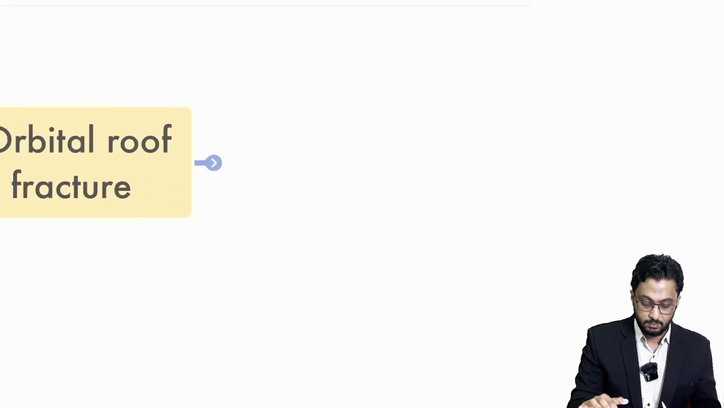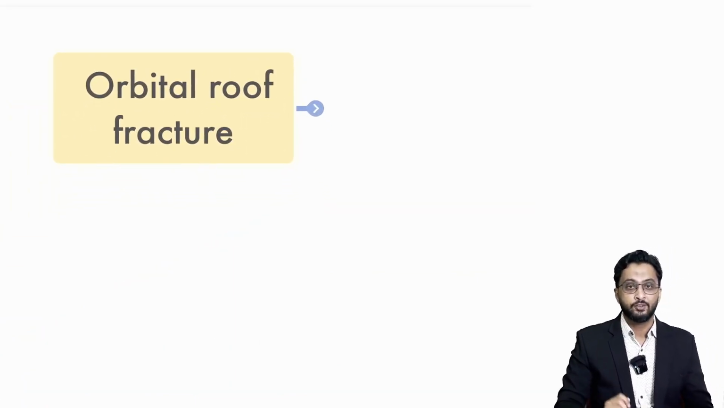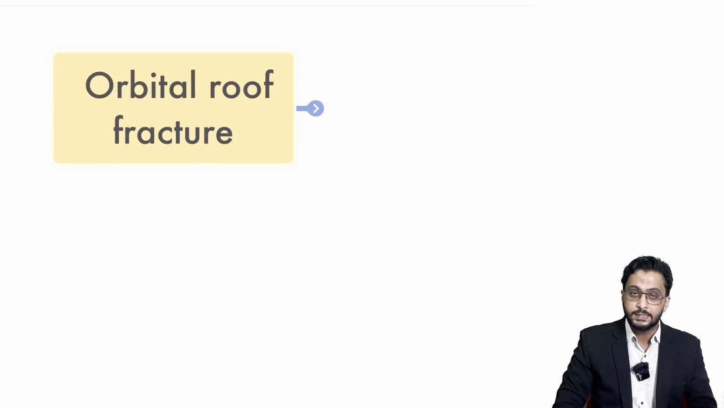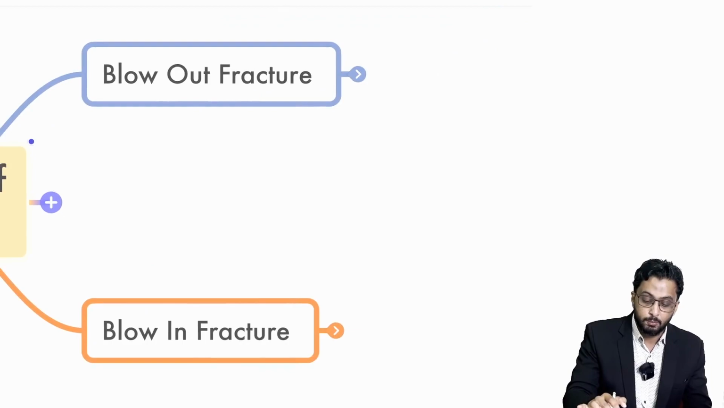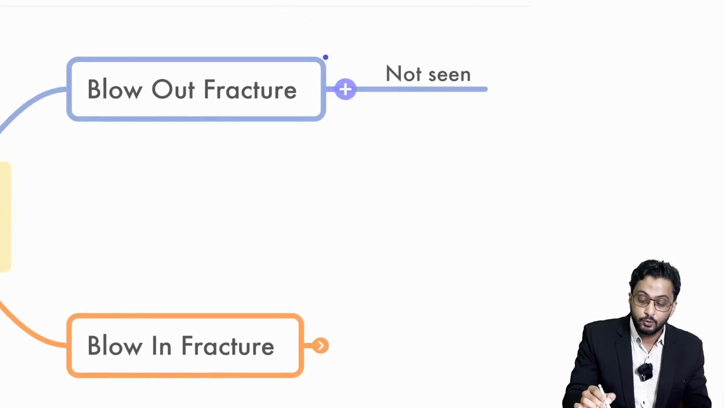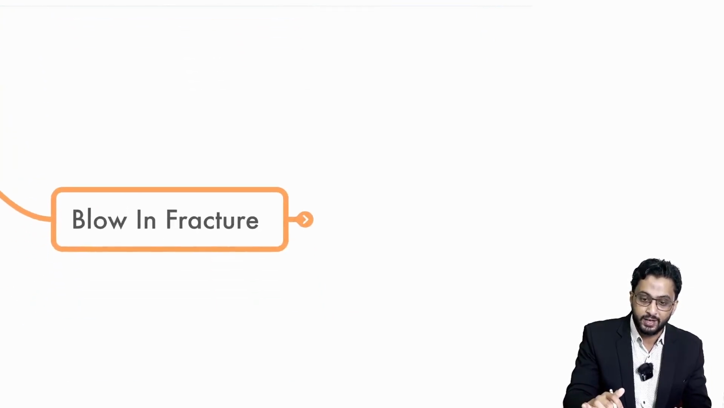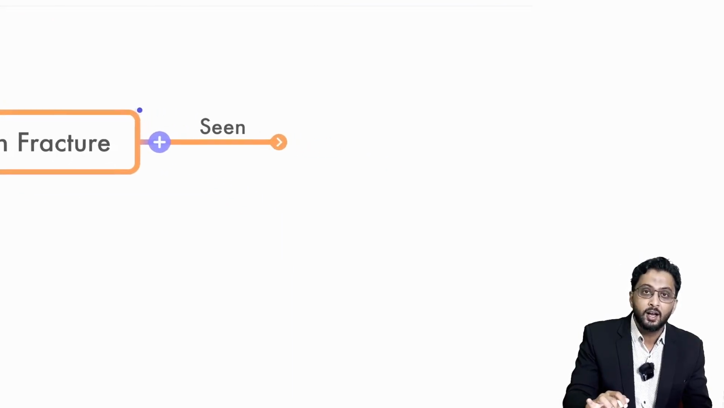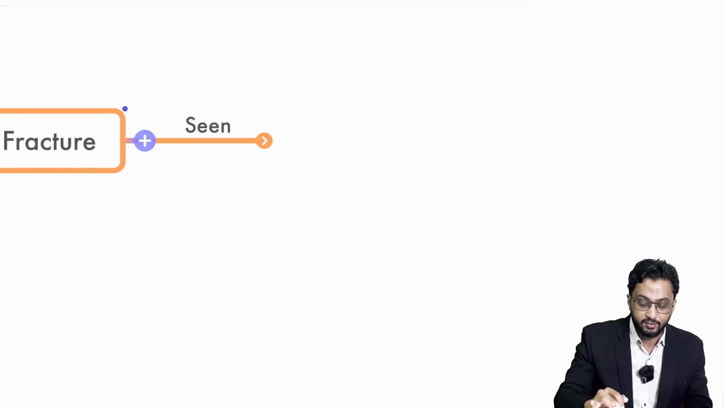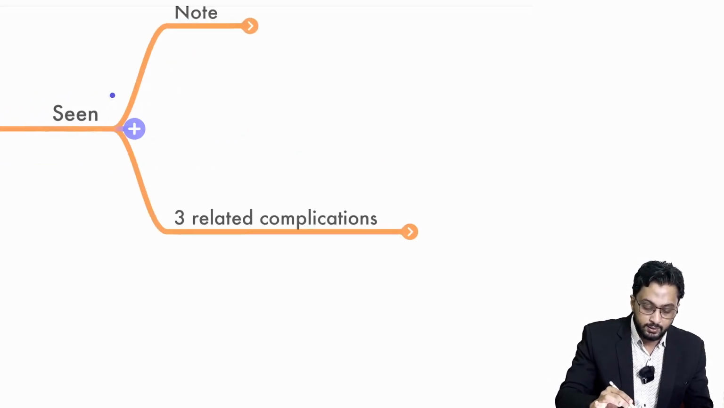Now let's come to the orbital roof fracture. Very important, because it happens in the blow-in fracture and it causes lots of associated problems. Let's discuss that. As you know, in blowout fracture, there is no roof fracture. Orbital roof fracture is not there, whereas in blow-in fracture, you see the orbital roof fracturing. Now see what features you have to know.